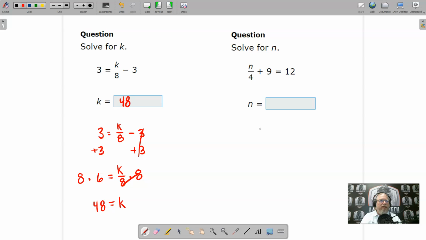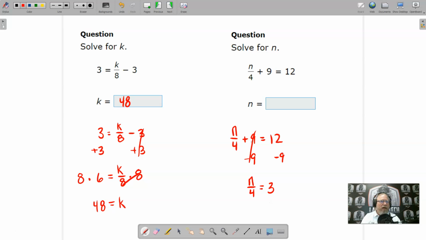n over 4 plus 9 equals 12. So n over 4 plus 9 equals 12. Well, positive 9, so let's subtract 9. What we do to one side, we're going to do to the other. These 9's are going to cancel each other, leave me with just n over 4 on the right. And 12 minus 9 is positive 3. So I have n over 4 equals 3.